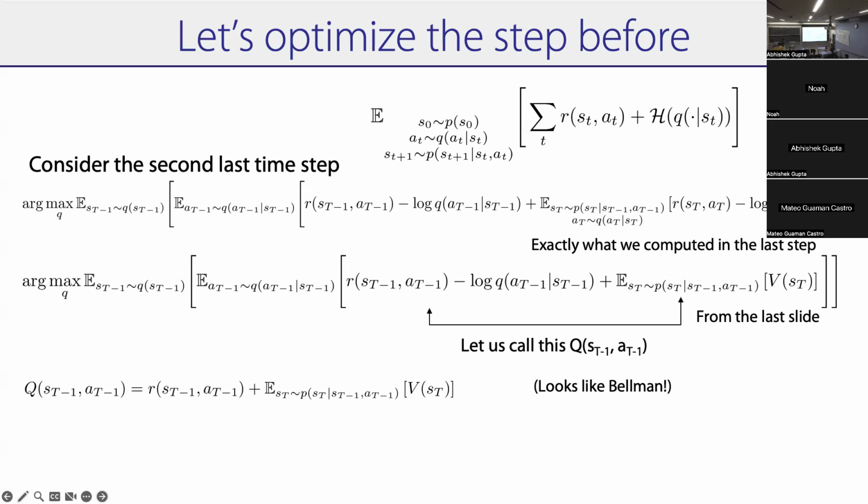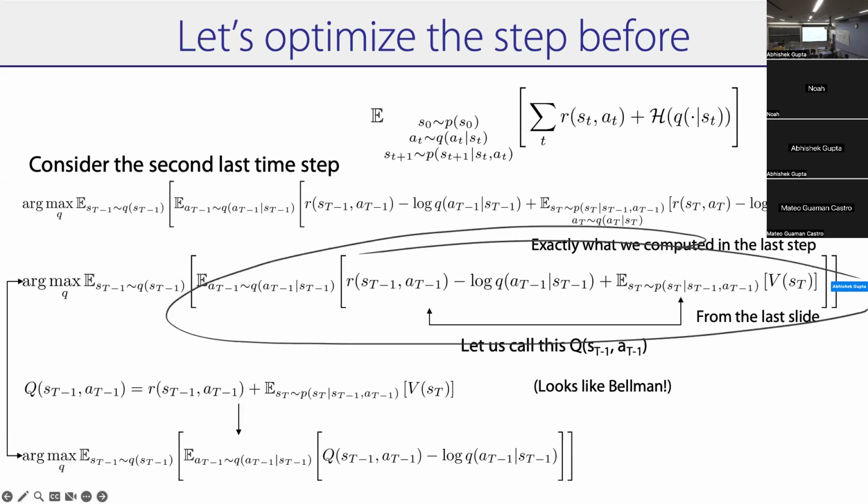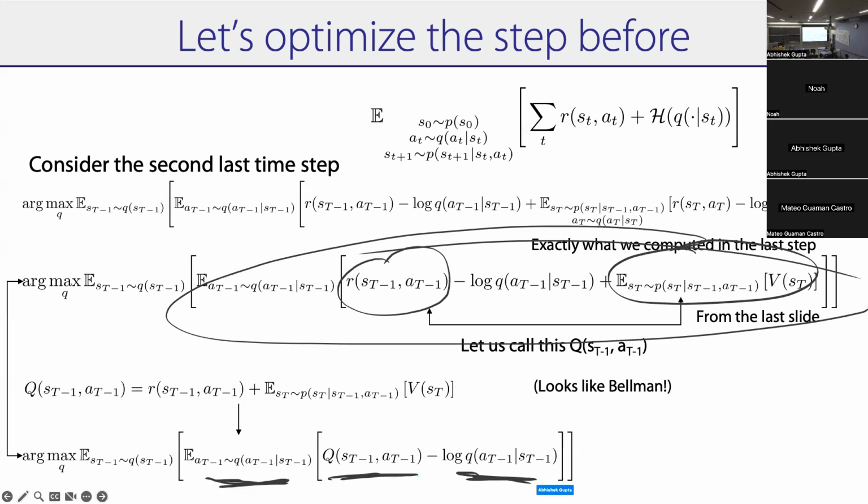If we define this thing as Q, then you can rewrite the expression above. You'll just call this thing plus this thing Q. And so you can rewrite your expression as the expectation of Q minus log q. So all we've done here is we've said r plus expected V is Q, and then we're just going to substitute that back into the second last time step's equation. You'll get the expectation under q of Q minus log small q, just by definition of what the Q value is.